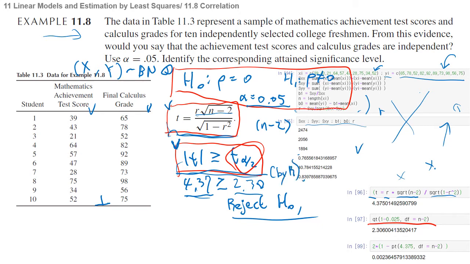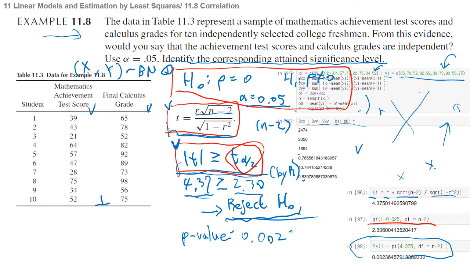And of course, you also need to write the decision like this: we are rejecting the null hypothesis H0. And also, the other question is to identify the corresponding attained significance level, which is the p-value. So the p-value calculation is like this, and you can also specify the p-value is 0.0023 or something like this. So solve the questions this way if you encounter these in your final exam. Okay.